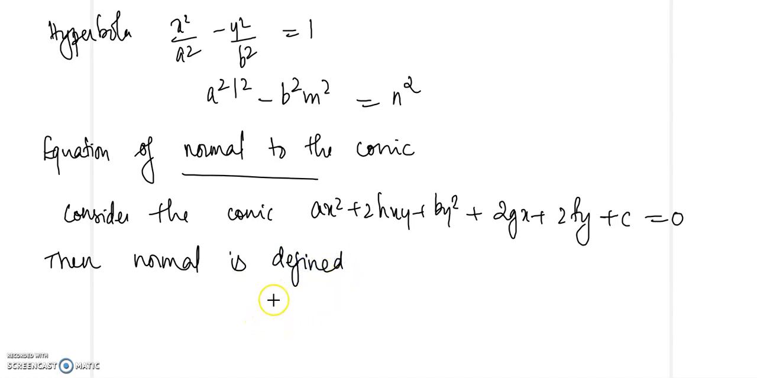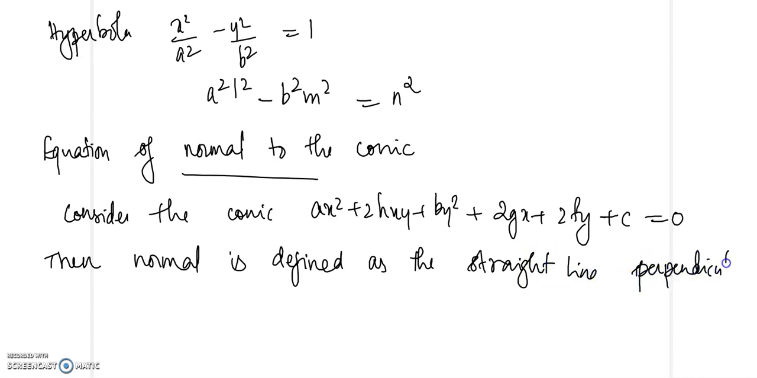The normal is the line that is perpendicular to the tangent, so passing through the same point of contact. So the normal is defined as a straight line perpendicular to the tangent at the point of contact.